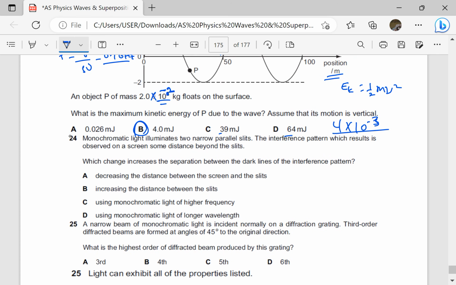Monochromatic light illuminates two narrow parallel slits. The interference pattern which results is observed on a screen some distance beyond the slits. Which change increases the separation between the darker lines of the interference pattern? So it is two narrow slits, that is a double slit. Lambda is equal to A X divided by D.